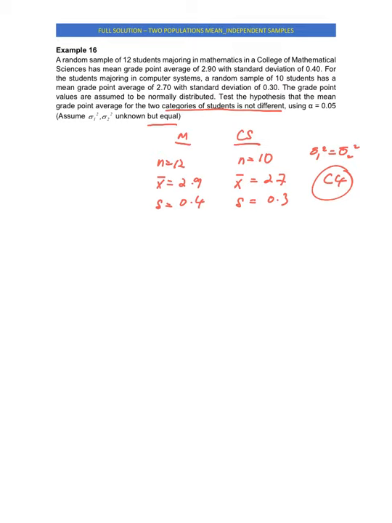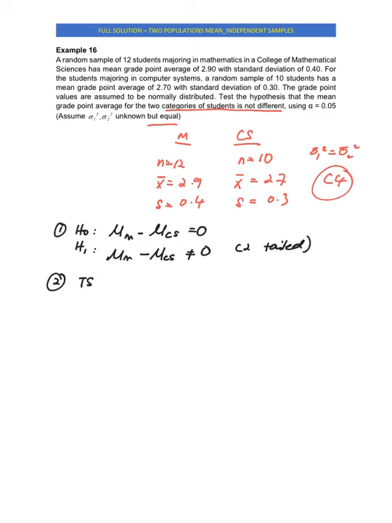Okay, so now what is the H0 and H1? Step yang pertama, state your H0 and H1. Okay, so mu Maths minus mu CS equals to 0 versus mu Maths minus mu CS not equal 0. Okay, so this one is two-tail. Step yang kedua, our test statistic, we're gonna use T because sample size is small. Kita tak tahu population variance. Okay, so that's why kita akan guna T.